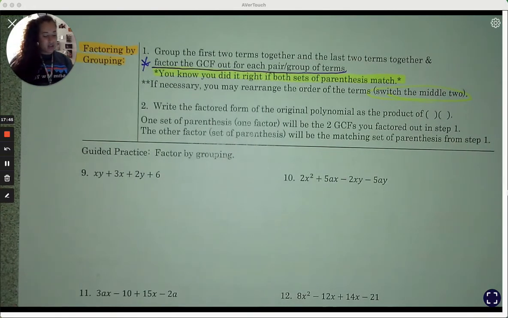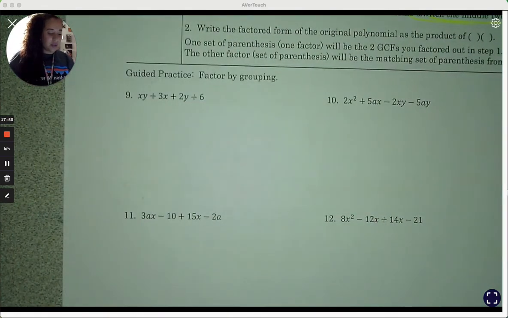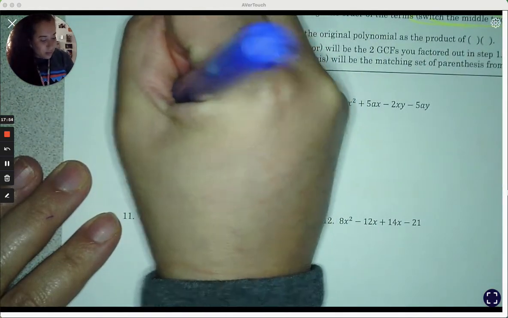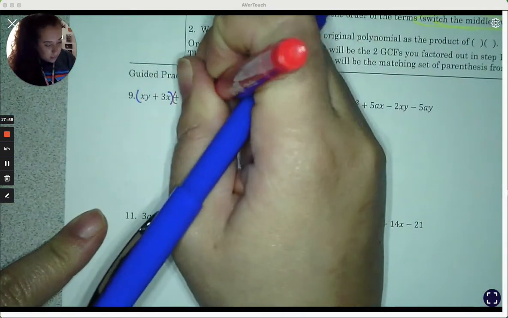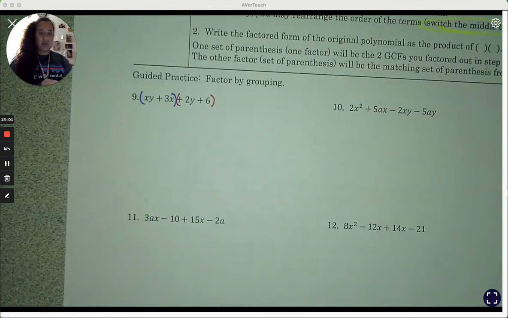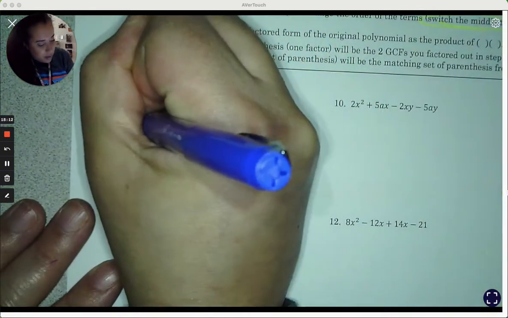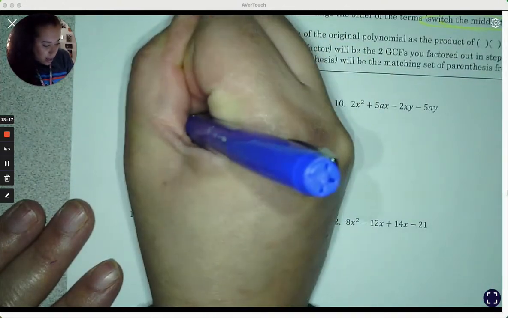Okay, so looking at example number 9, I'm going to split them up into 2 different colors because I think that'll help. So we're going to go boom, boom. So we have my red or my blue parentheses, boom, boom. A second set of parentheses. So looking at my first set of parentheses, the first thing I notice is that in the blue set, I can factor out an x. So it becomes x times y plus 3.